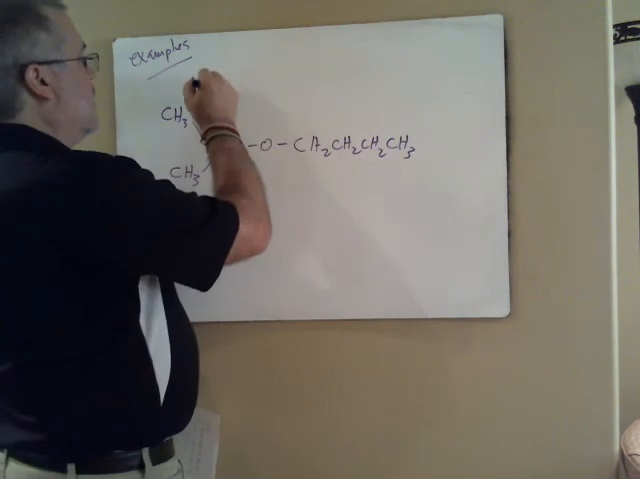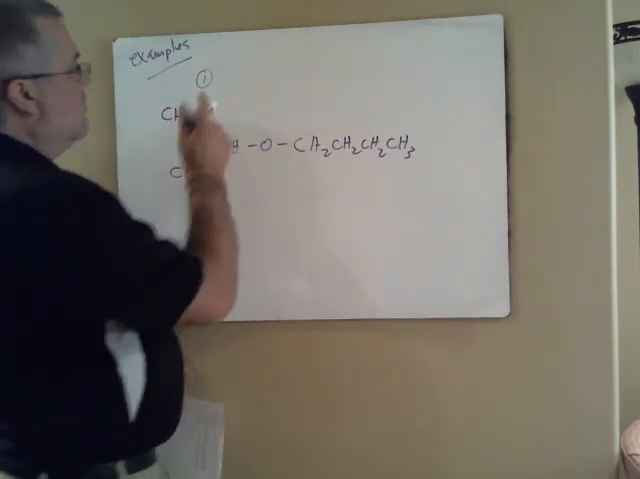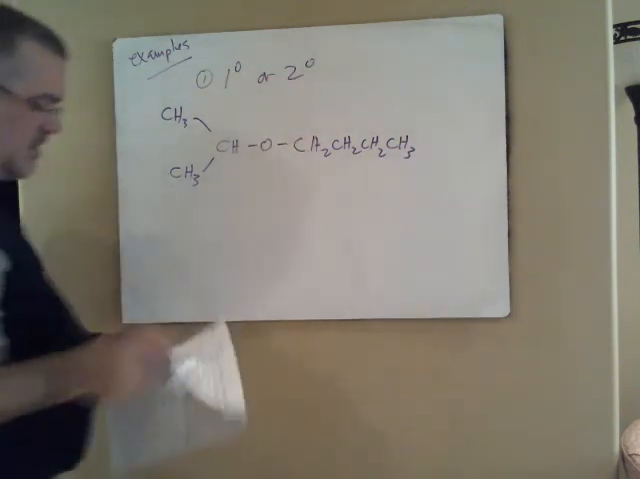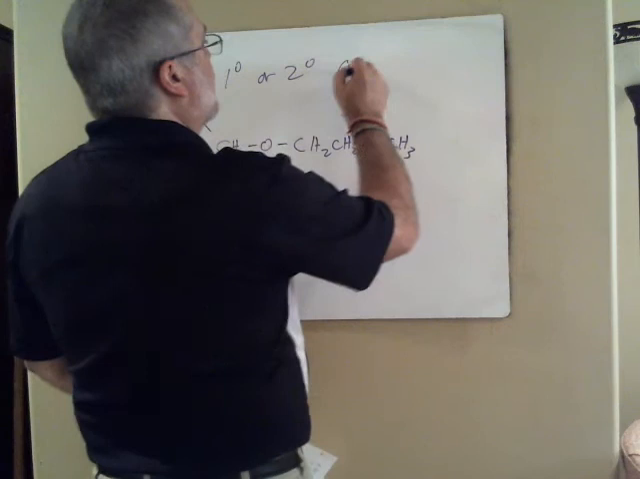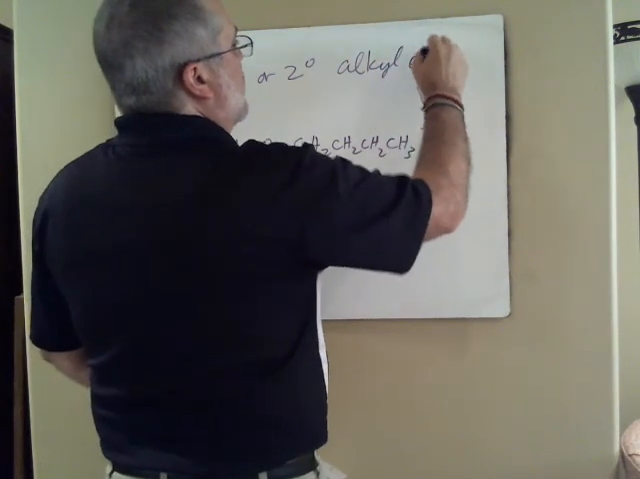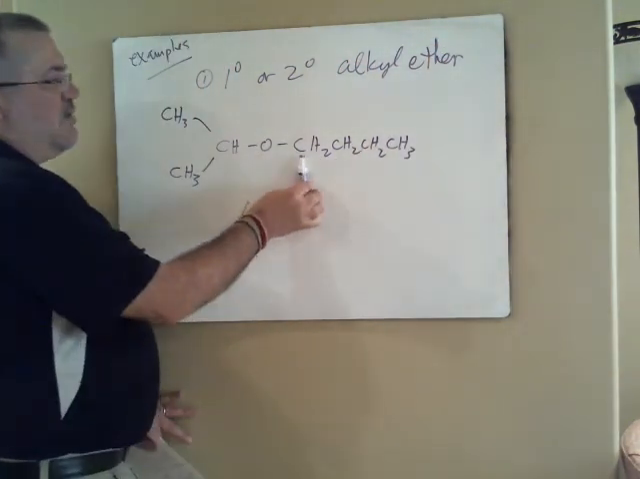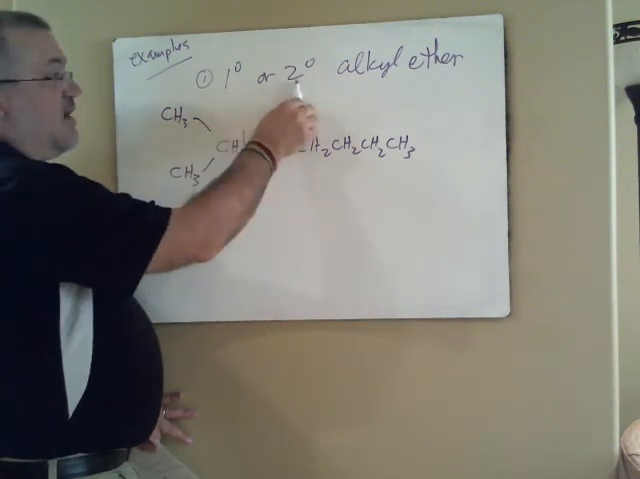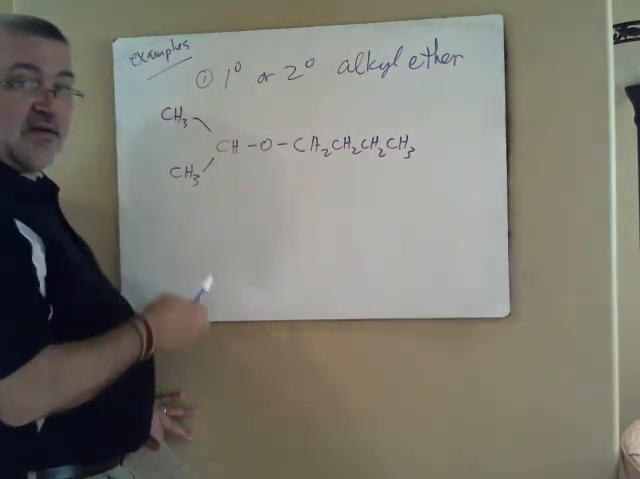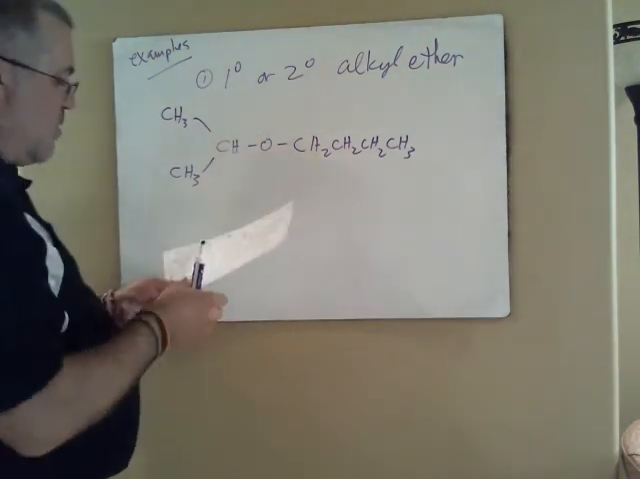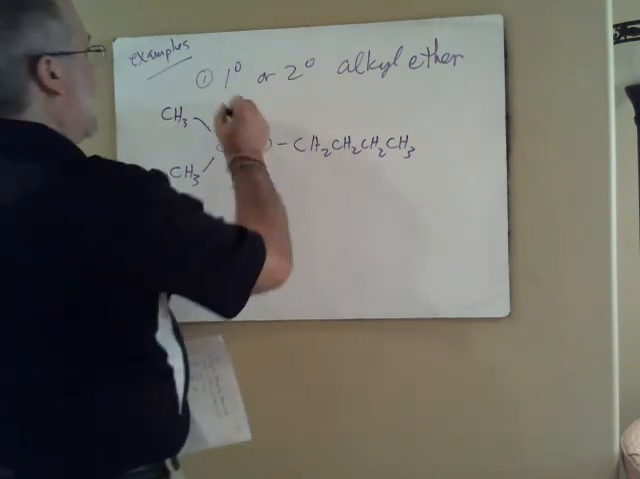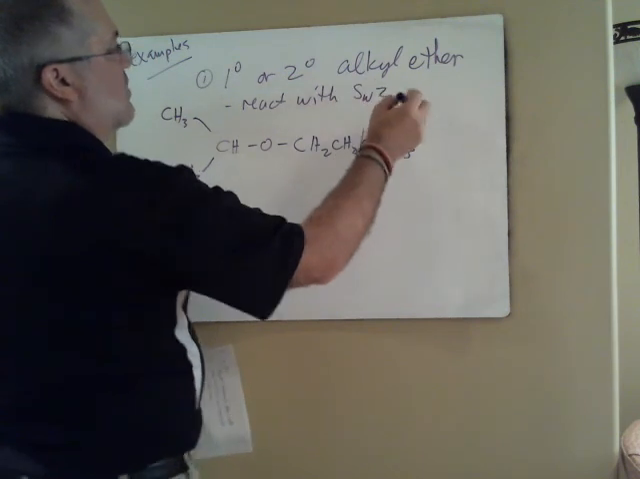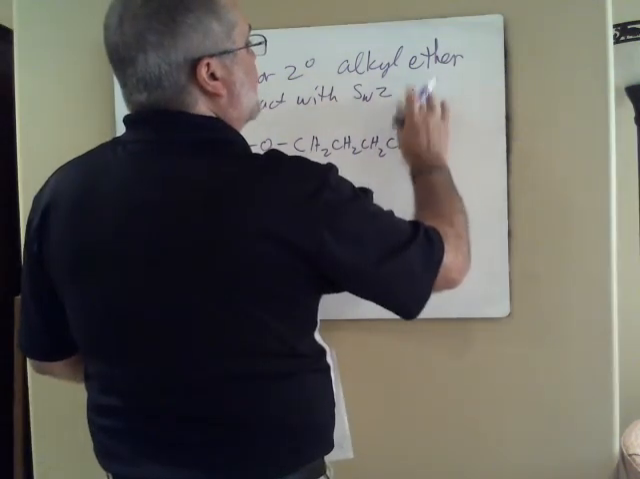And so there's one set of choices that occurs if you've got a primary or secondary alkyl ether, which is basically saying that your residues on either side of the oxygen are either both primary, both secondary, or one primary, one secondary. The only things that are present are primary or secondary. And if that's the case, it's going to react with SN2 regiochemistry.